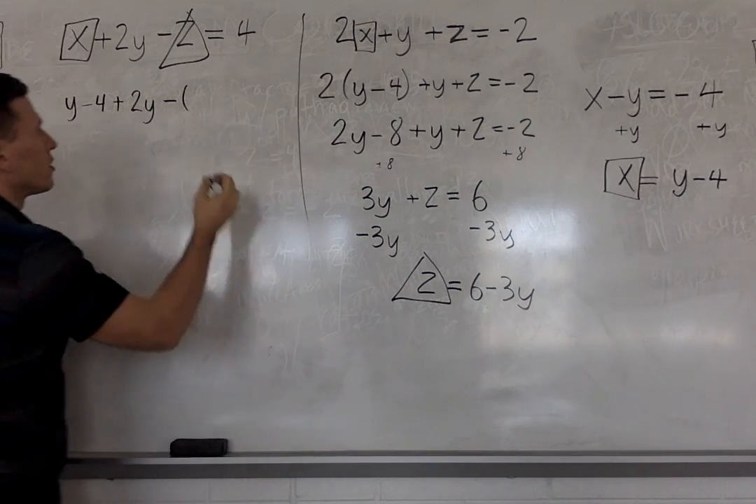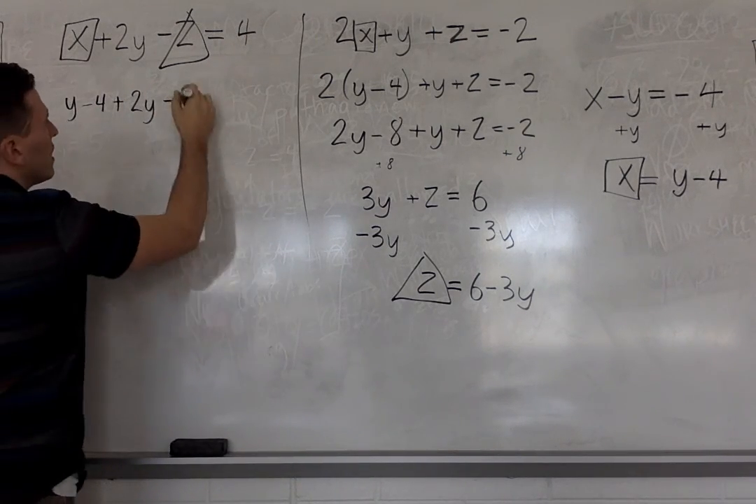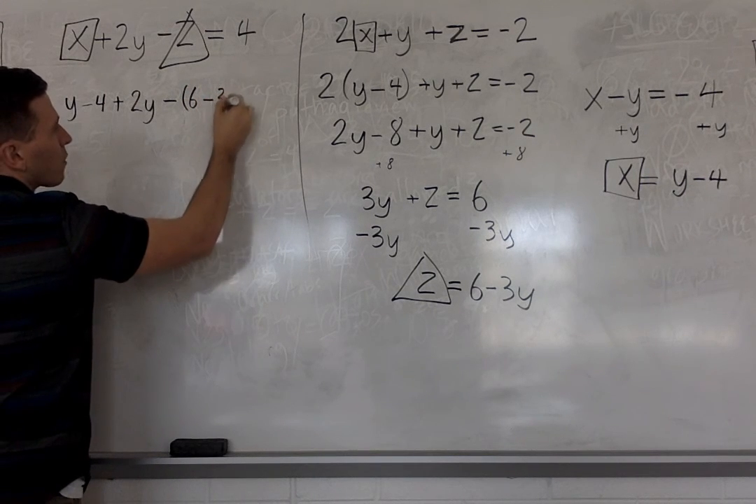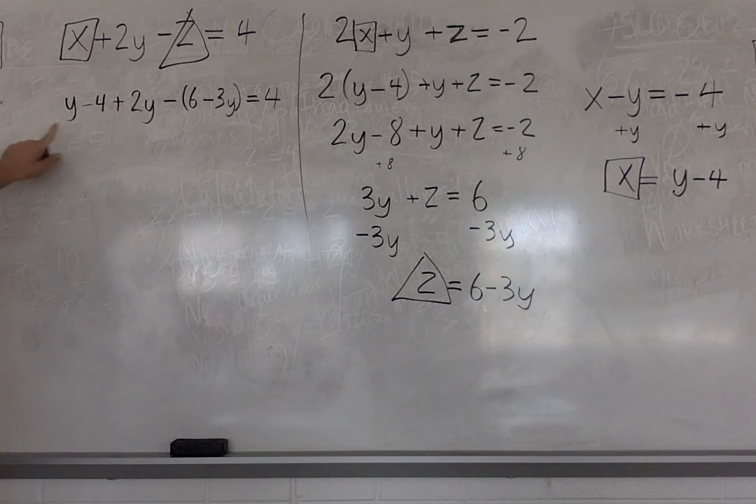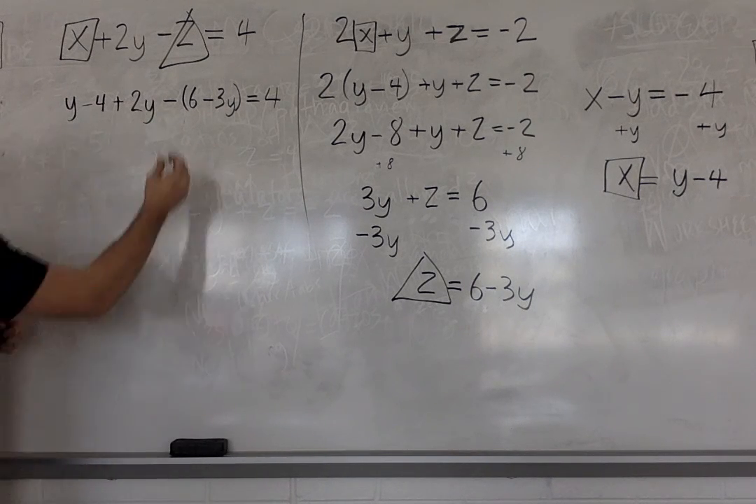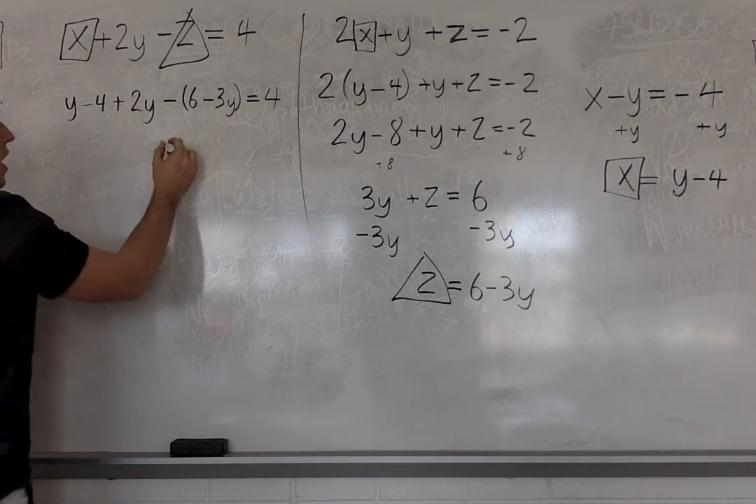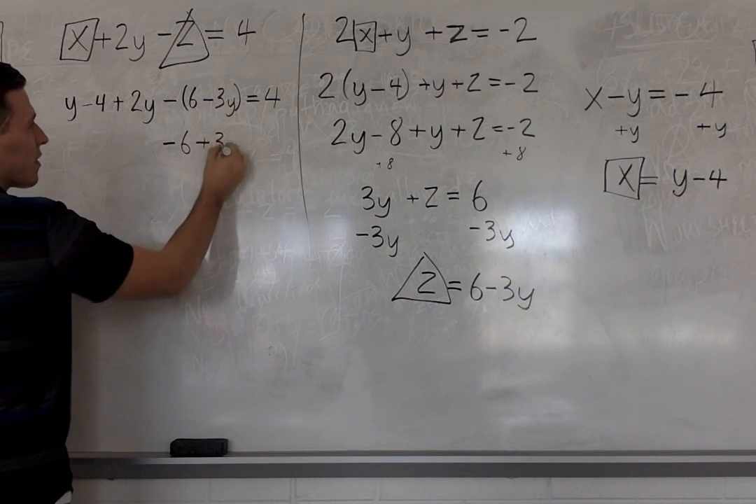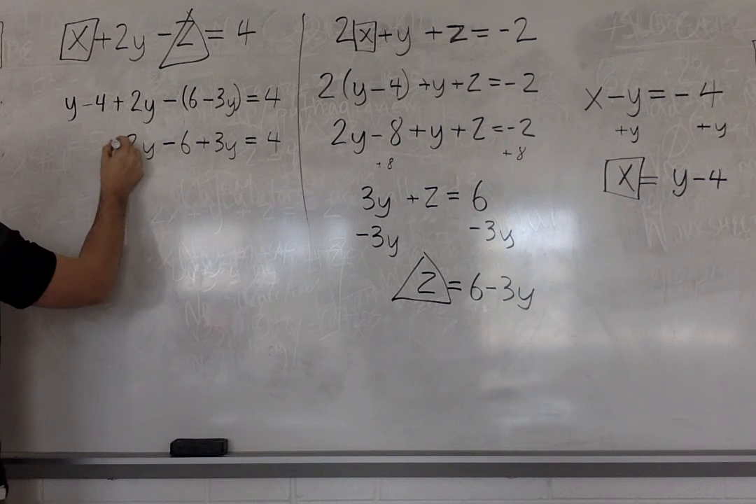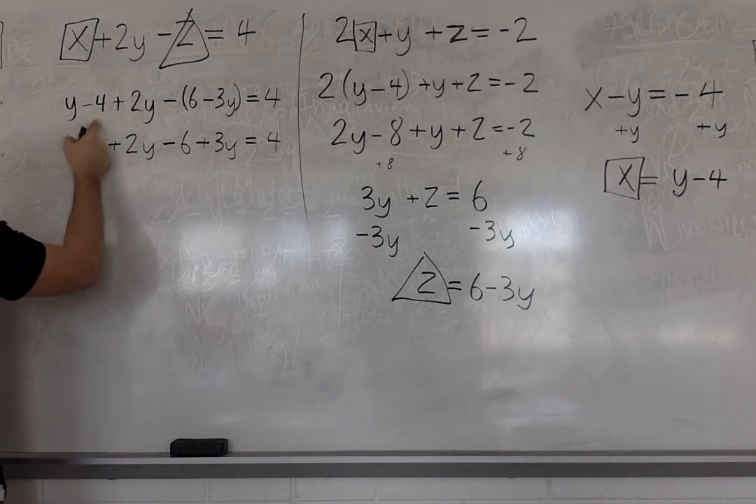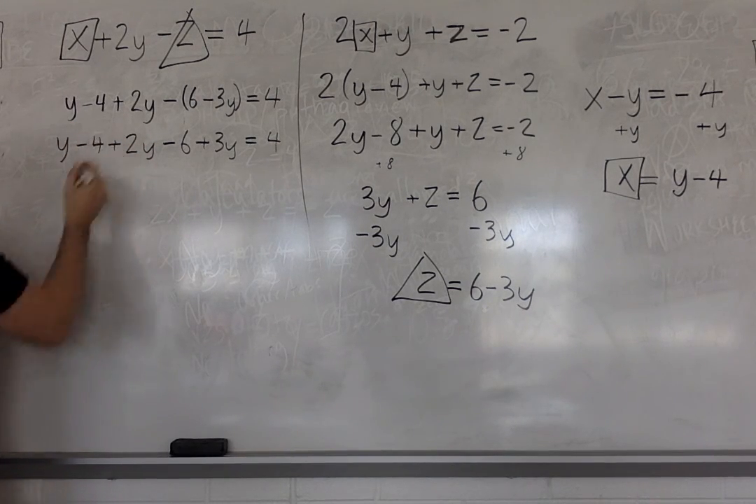Let me separate these equations real quick. Minus 6 minus 3y equals 4. So then, simplifying a little bit, first I'll distribute this invisible -1 that's outside these parentheses. So I'll get minus 6 plus 3y equals 4. Bring down the 2y. Bring down the y and the minus 4.